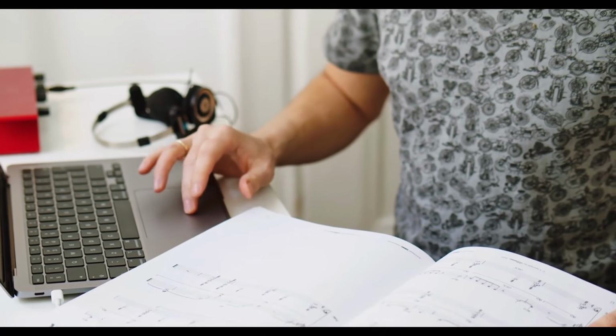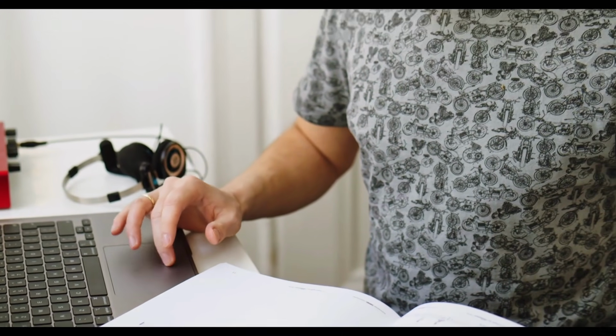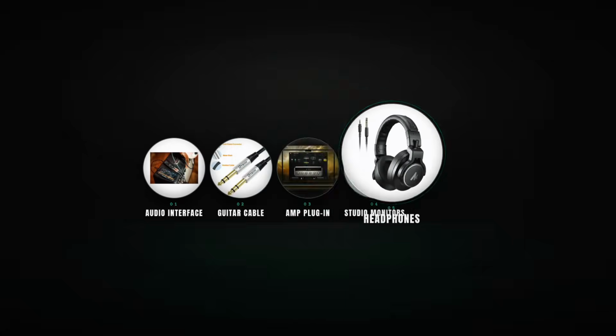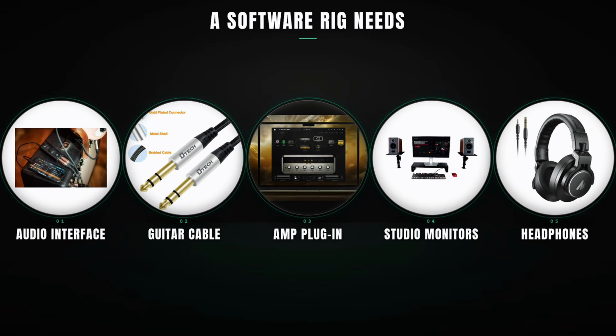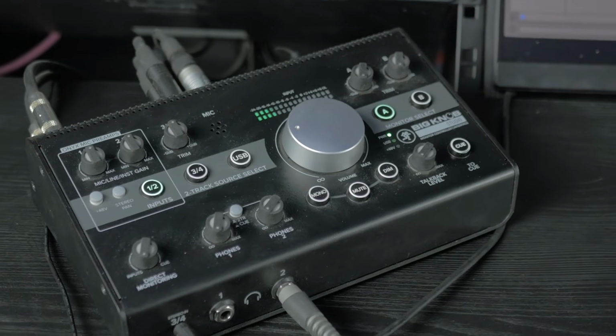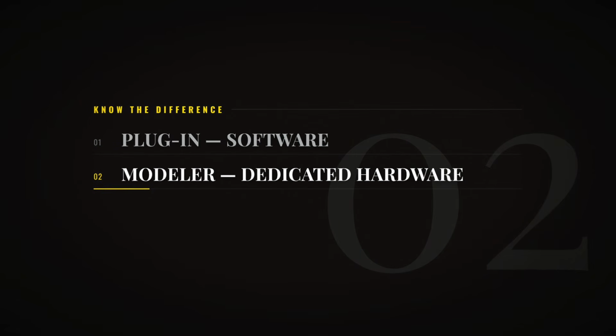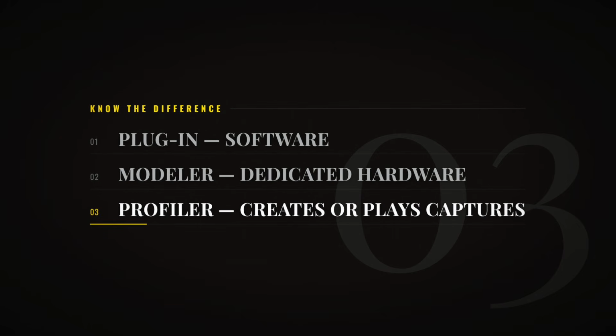Software amp simulations perform similar processing on a computer. They normally require an audio interface for connecting the guitar, software for processing, and headphones or studio monitors for playback. These parts should not be confused. A plugin is software. A modeler processes the signal in dedicated hardware. A profiler creates or plays captured responses.